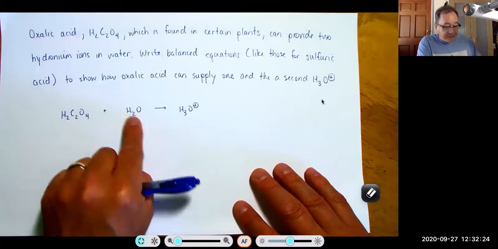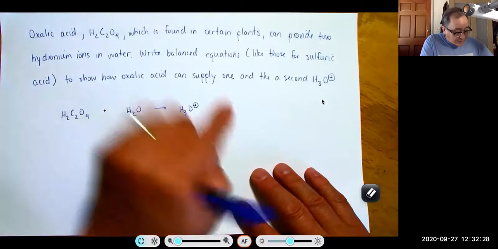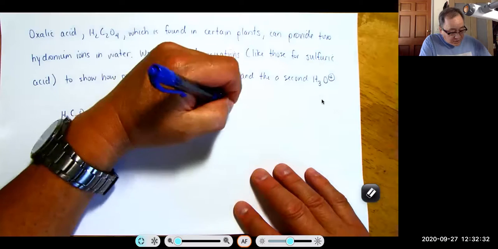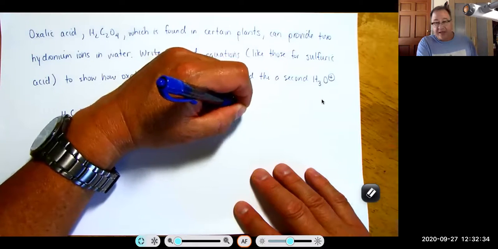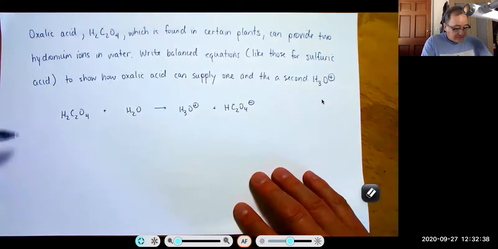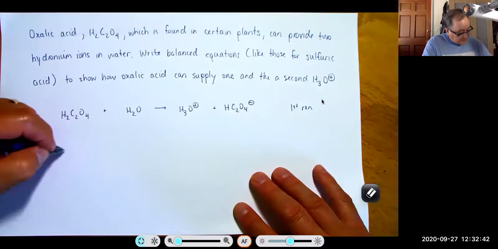So these are conjugate pairs because they differ by a hydrogen. And this will have 1 less hydrogen and 1 less charge. So what's a lesser charge than 0? -1. So there's the first reaction. And here's the second reaction.